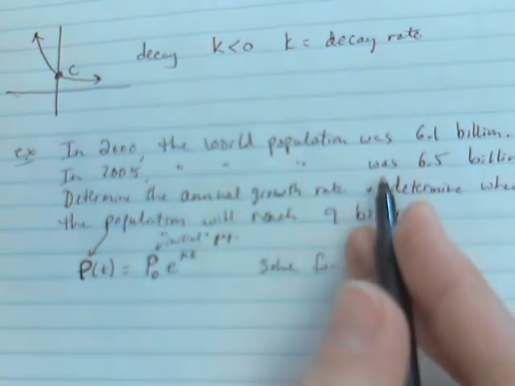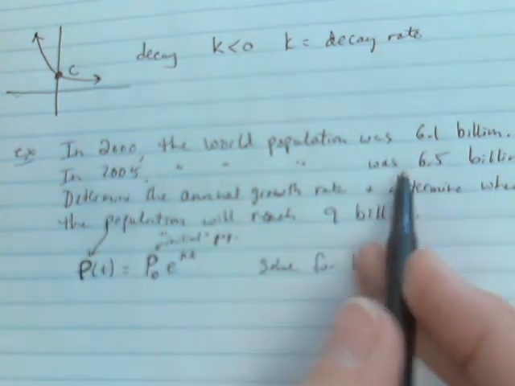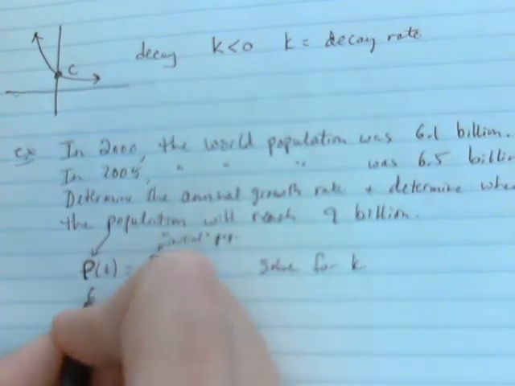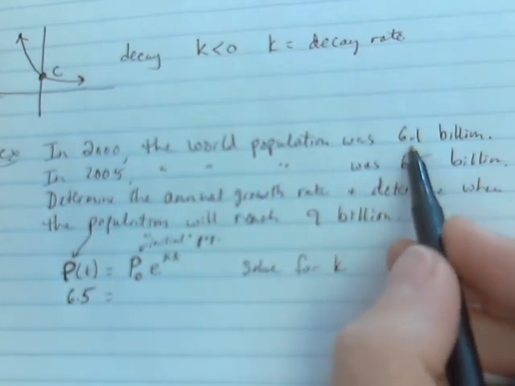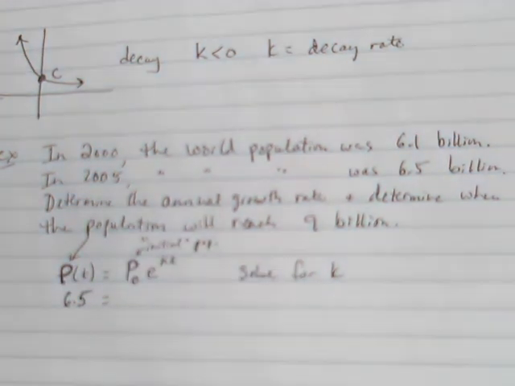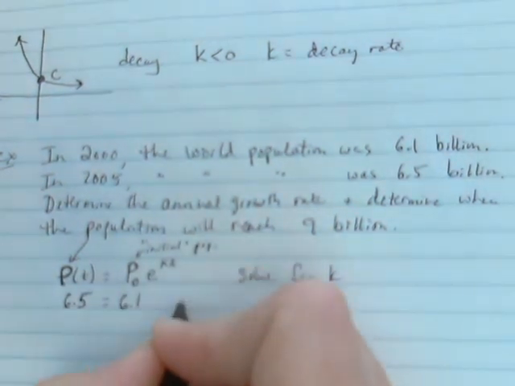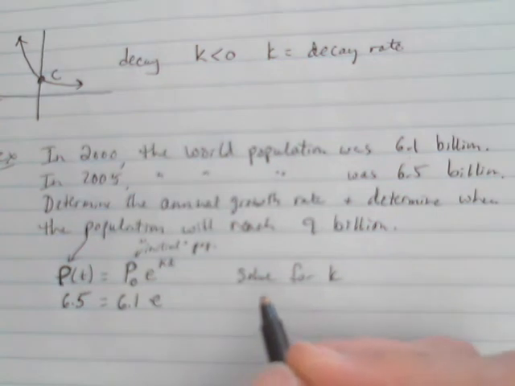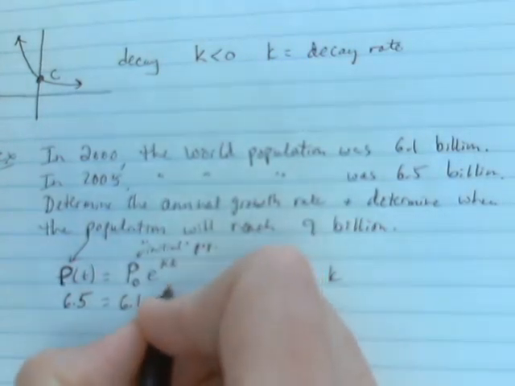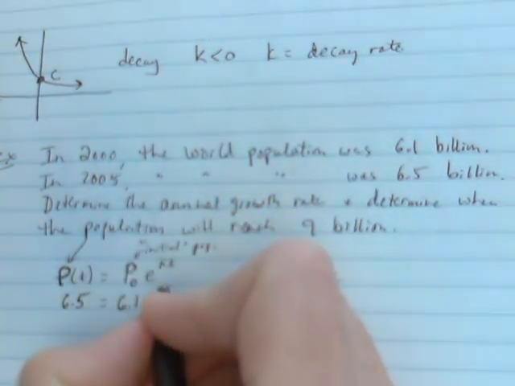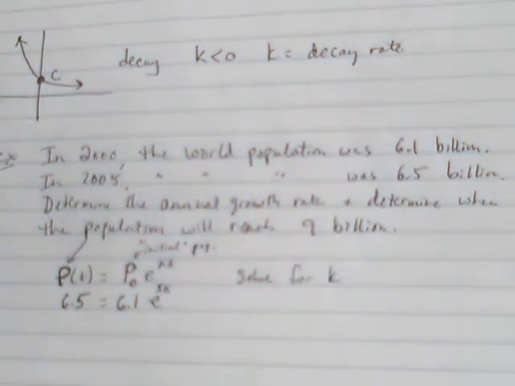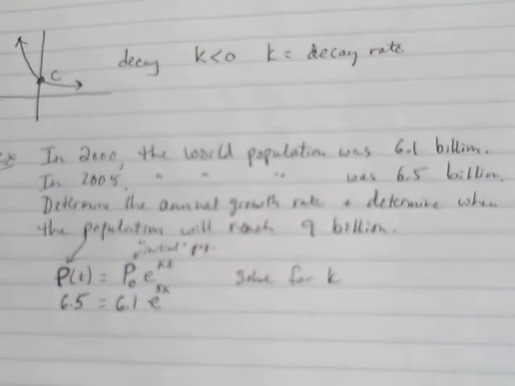And from the given information, in 2005, the population was 6.5 billion. So 6.5 is the population at any point in time t. The initial population, we'll use 6.1, we'll call the year 2000 our initial population. So 6.1 times e to the power of k, and what is t? t is 5 years, because between 2000 and 2005 there's 5 years. So it's equal to 6.1 times e to the 5k. So to solve this, you know how to solve it.